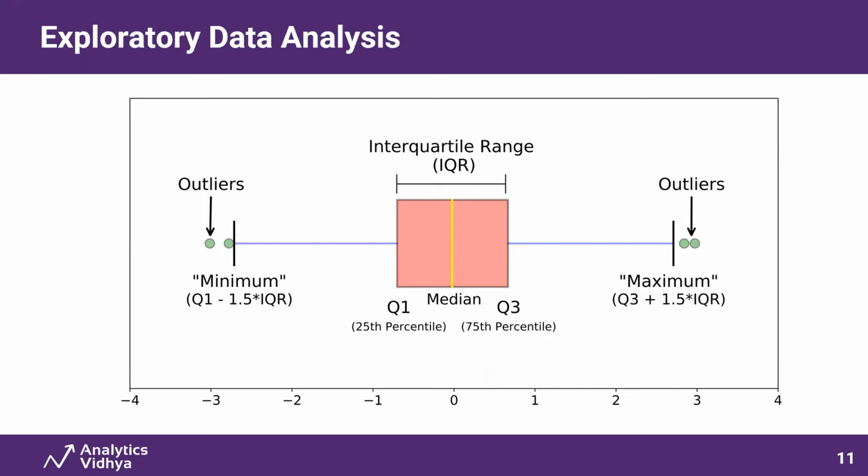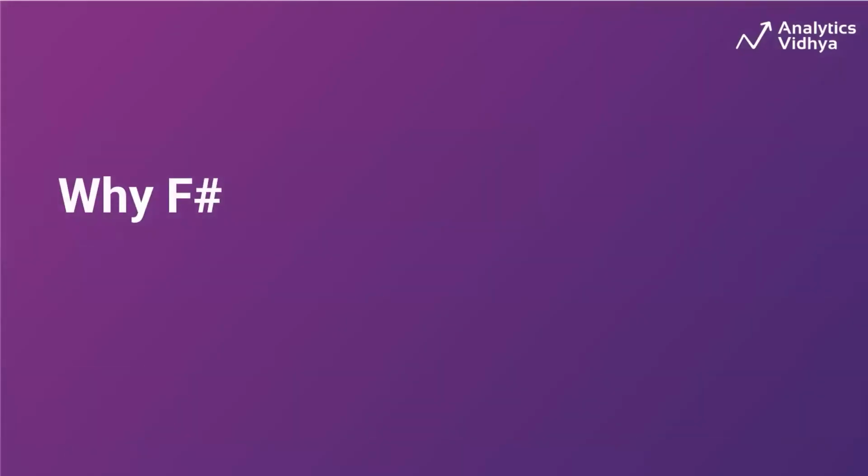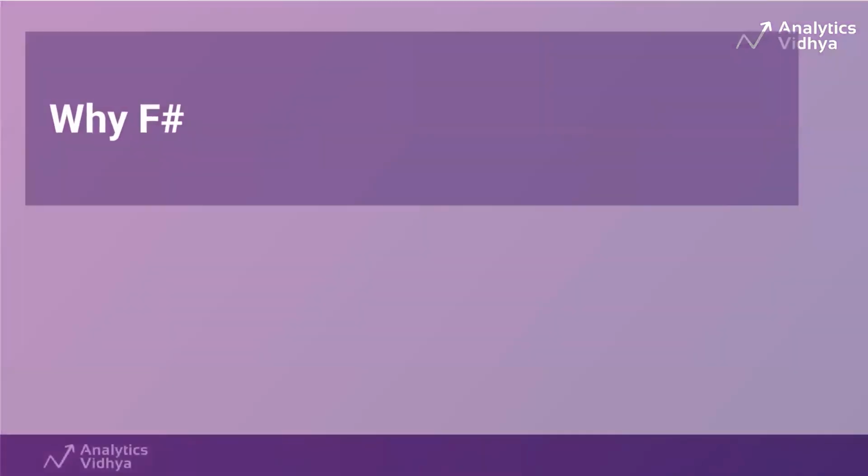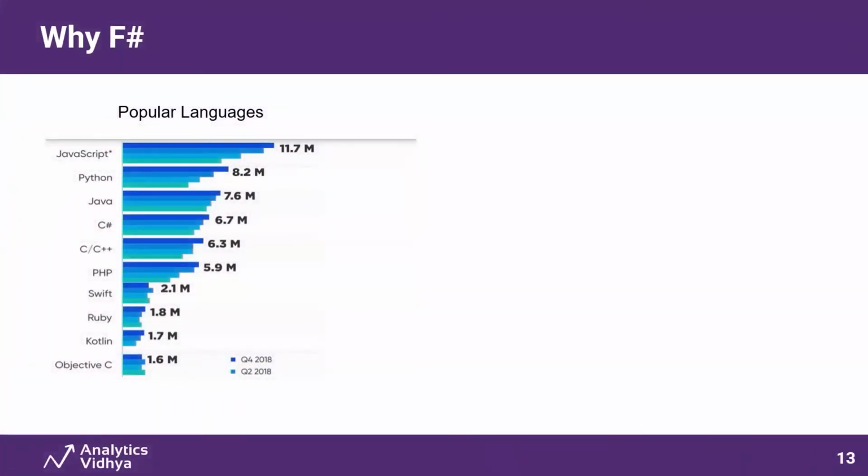Now going forward, this is another important thing: why I have chosen F sharp. Python is doing great, R is doing great, but why F sharp? If you see the popular languages, this data is taken for 2018, and it is not only for data analysis but also for web applications. JavaScript is a widely used language, and then Python is there. These two are very commonly used. I think if we take this data now, it will be Python, which is very widely used in everything. Then C sharp is there.